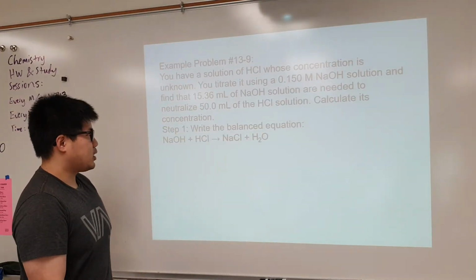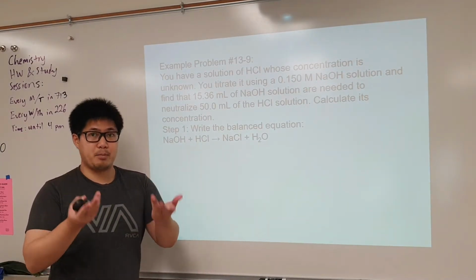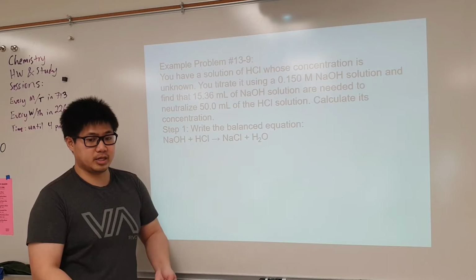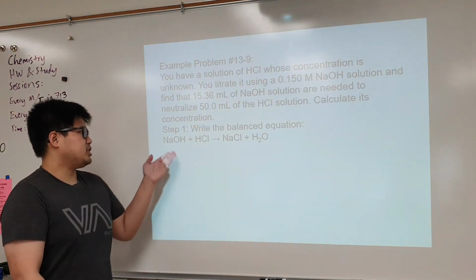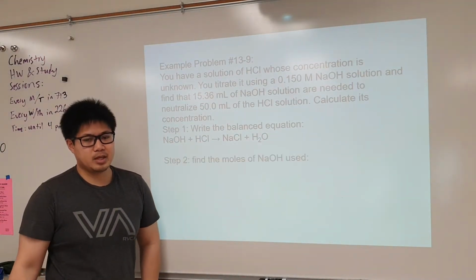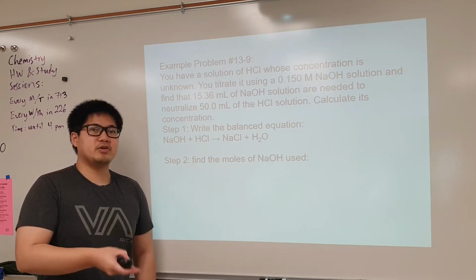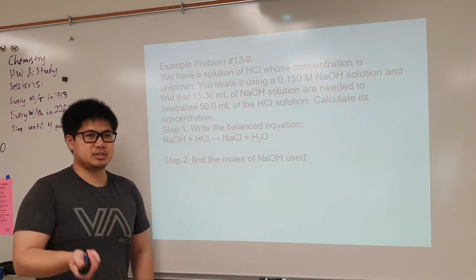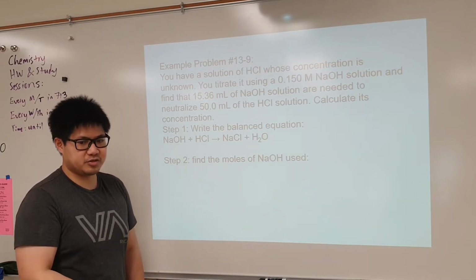Step 1, you need to figure out what the chemical reaction looks like. You need to provide the balanced chemical reaction. So here it is for you guys to see. It is NaOH plus HCl yields NaCl and H2O. Next, you're going to need to find the amount of moles of your base that you used to neutralize this acid that you need to solve the concentration for.